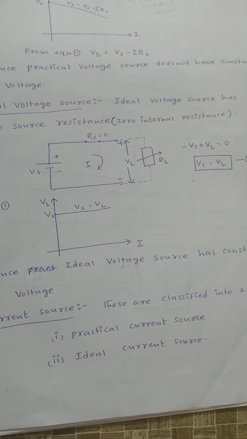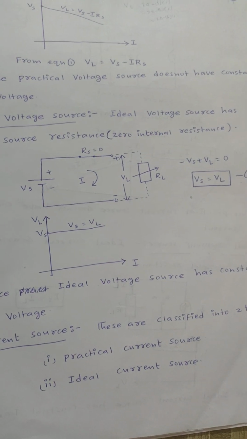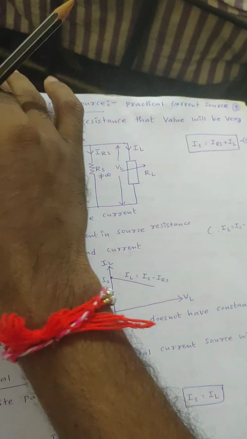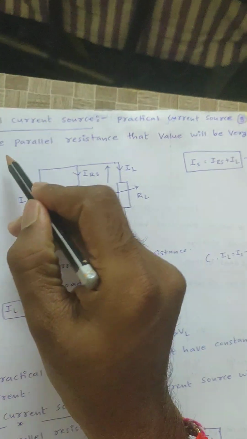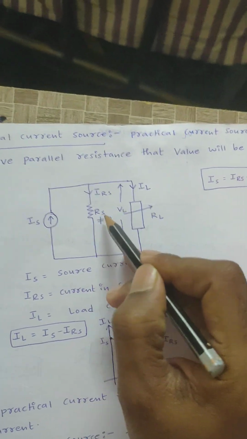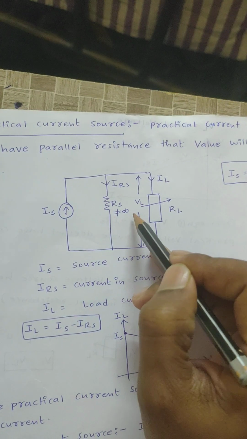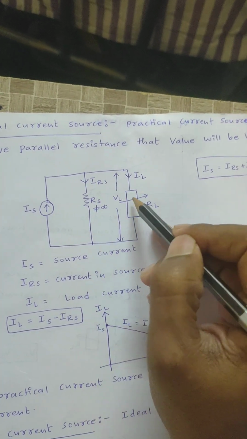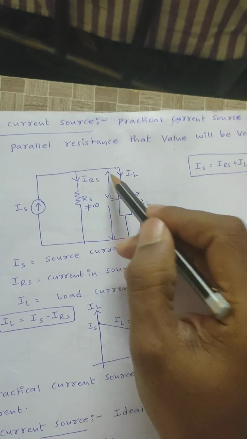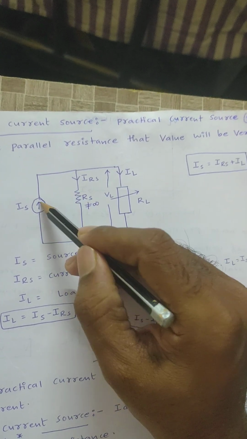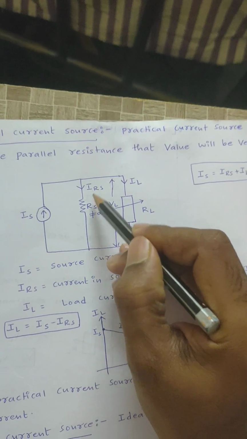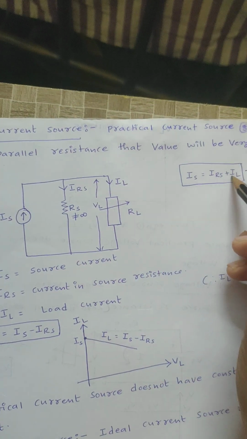The current source is again classified into the practical current source and the ideal current source. A practical current source has a parallel resistance. That value will be very high, but not equal to infinite. Here the load will be connected across this parallel resistance, and the voltage across the load will be VL. Then the total current Is is equal to IRS, the current flowing through the source resistance, plus IL.